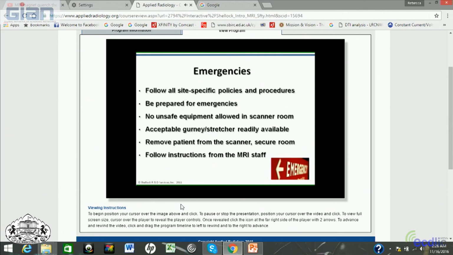If the scanner does not have a detachable table, an MRI safe or MRI conditional gurney or stretcher must be readily available and close by. During the emergency, follow the instructions from the MRI staff members.